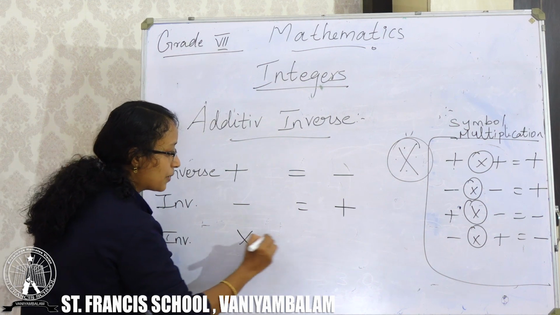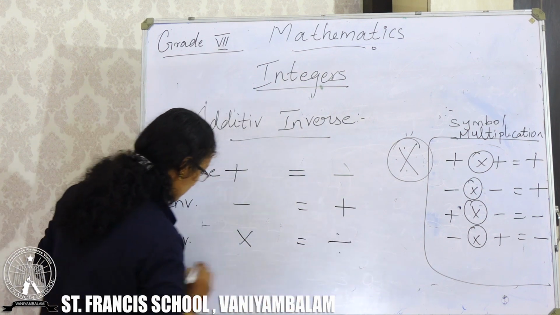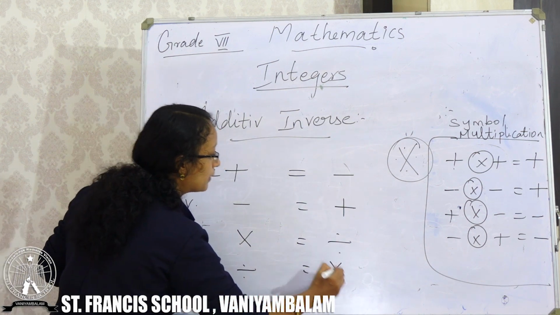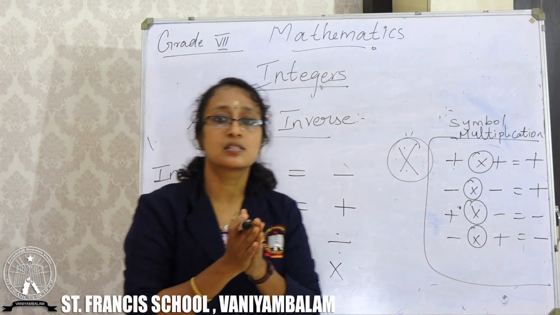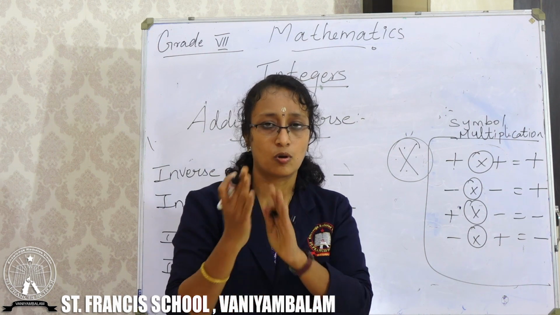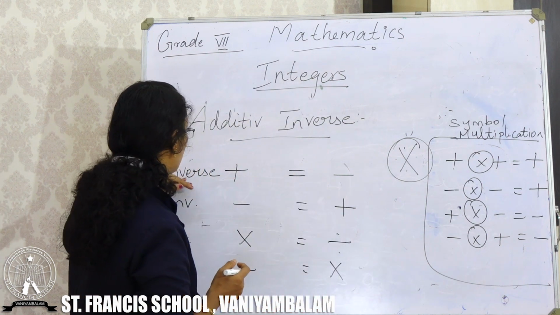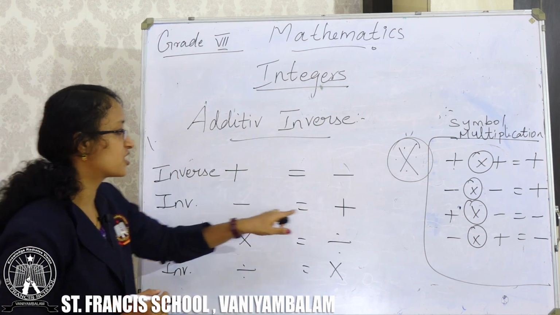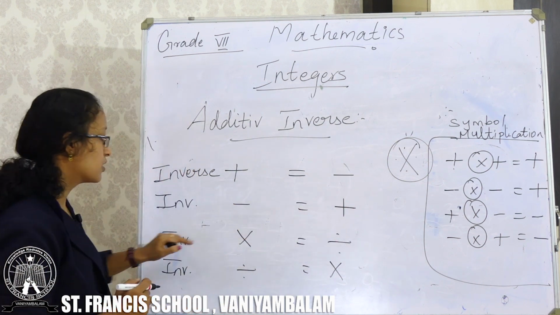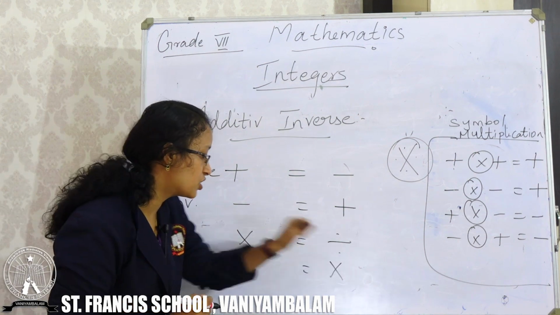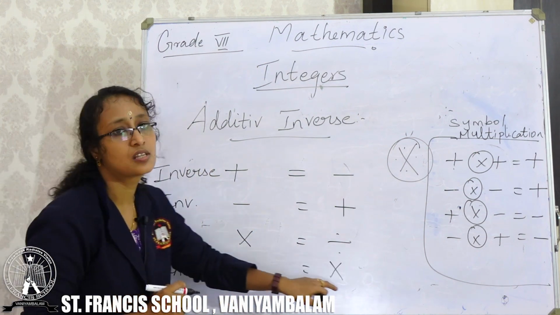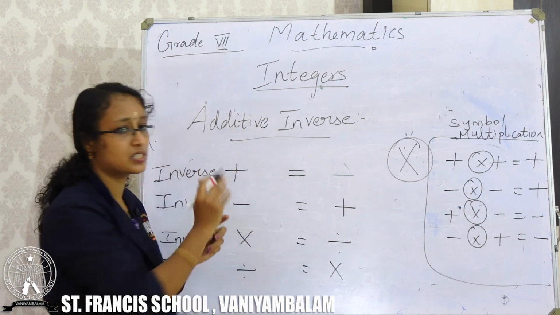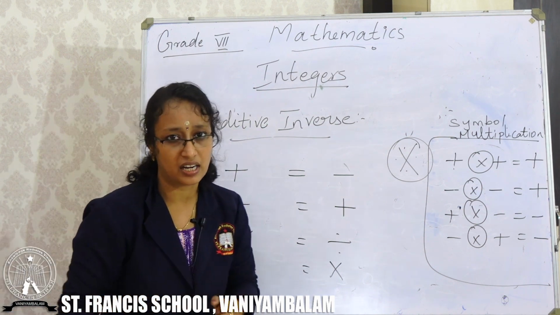Inverse of multiplication is division, and the inverse of division is multiplication. Got it? Inverse means opposites. So the inverse of addition is subtraction, the inverse of subtraction is addition, the inverse of multiplication is division, the inverse of division is multiplication. We are going to study additive inverse, that is the inverse of addition.